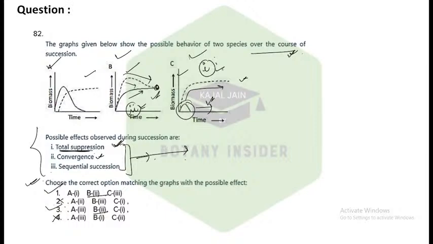C gets marked with the first one, the total suppression. So C with the first one is in which option? It is in the third option itself, because I've already eliminated two options before, the second and fourth. The answer was either 1 or 3, and now I am 100% sure that the answer is option number 3. Reason being, this is total suppression, this is convergence, and this is sequential succession, right? So the answer for this particular question is option C.